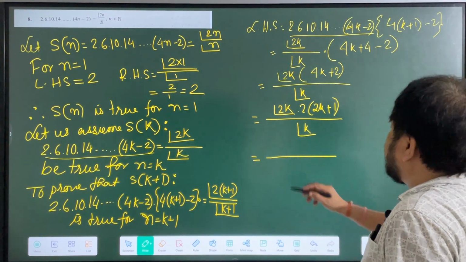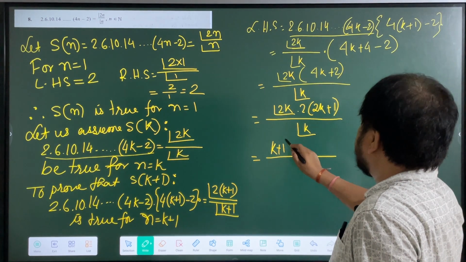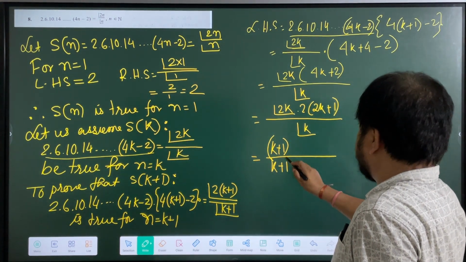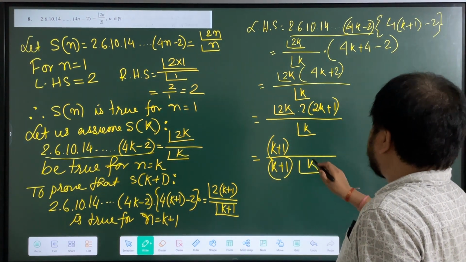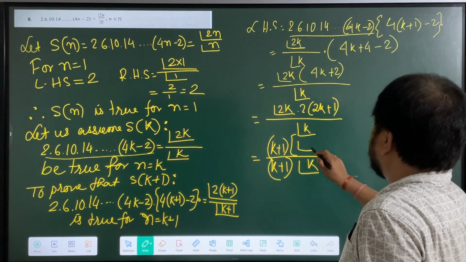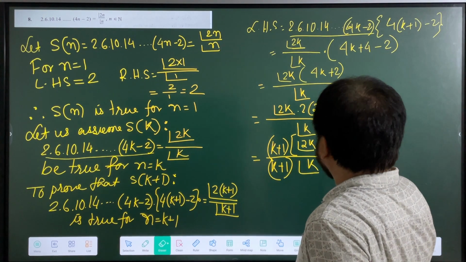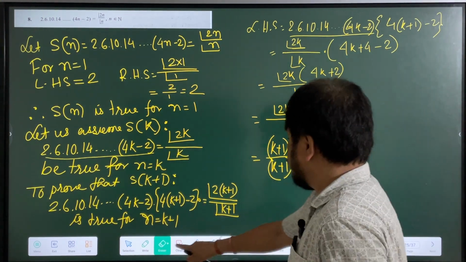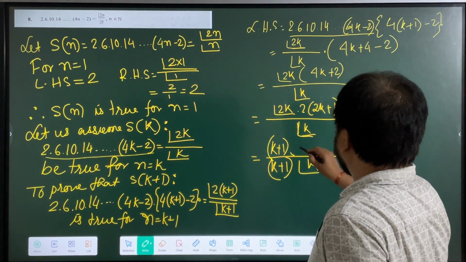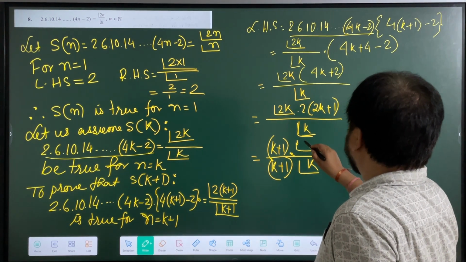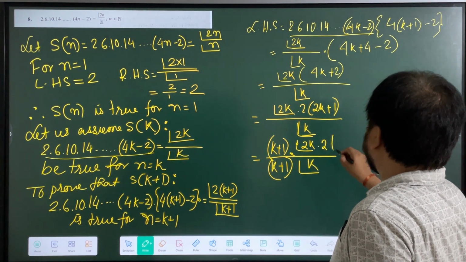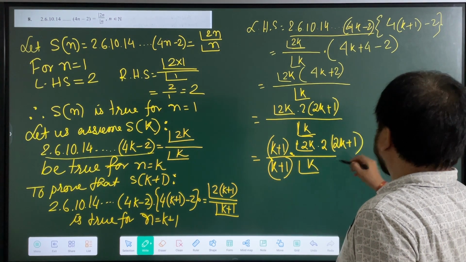Now we will multiply by k plus 1 in numerator and denominator. Why I am multiplying, I will explain now. This one bracket is not required, this big bracket. We can write directly into factorial 2k, 2 into 2k plus 1.